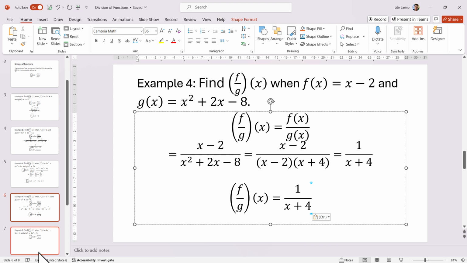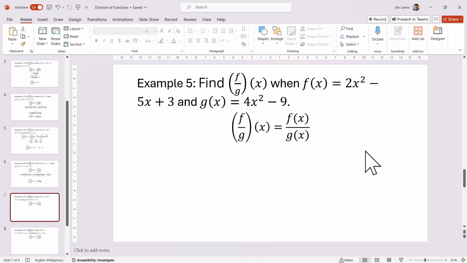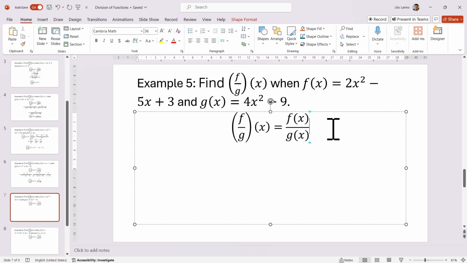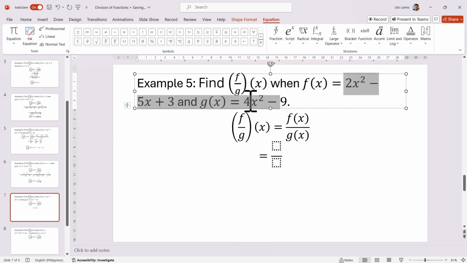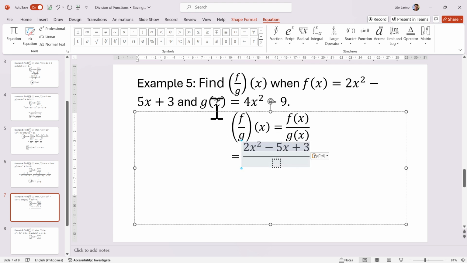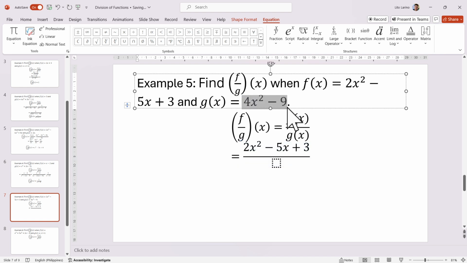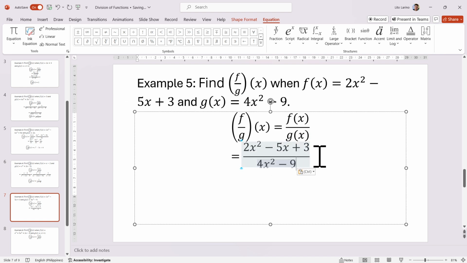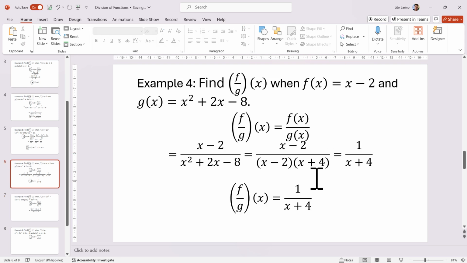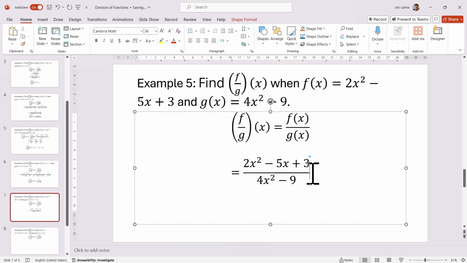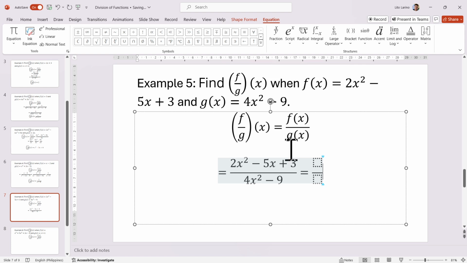So let's have example number 5. Example number 5 still involves a quadratic expression. So substituting, we have our f of x again is 2x squared minus 5x plus 3, while our g of x is 4x squared minus 9. So this one is somewhat challenging. Okay, so we factor out again to see if there are any common factors to simplify our expression.